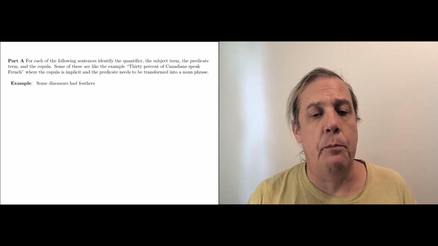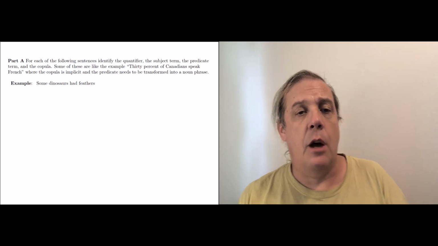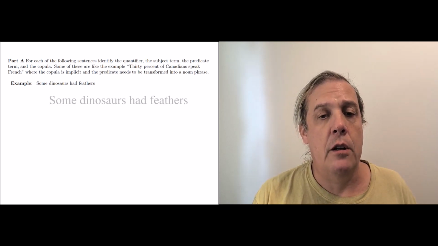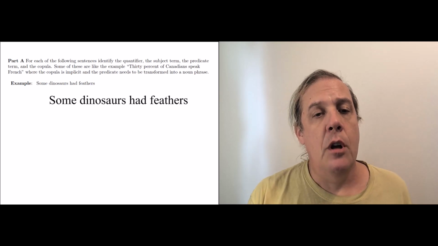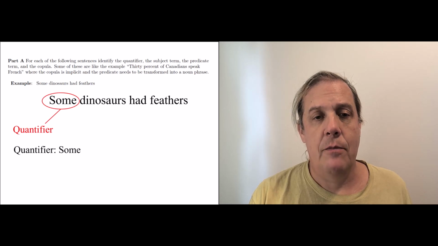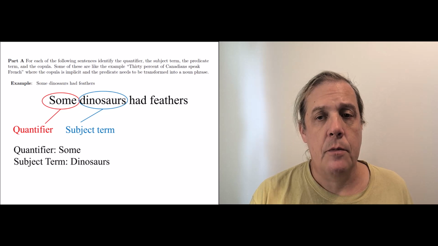So here's the sample problem. The sentence is, some dinosaurs had feathers, right? So here we go. The quantifier is straightforward. It's some, right? That's easy. The subject term is straightforward. It's dinosaurs.